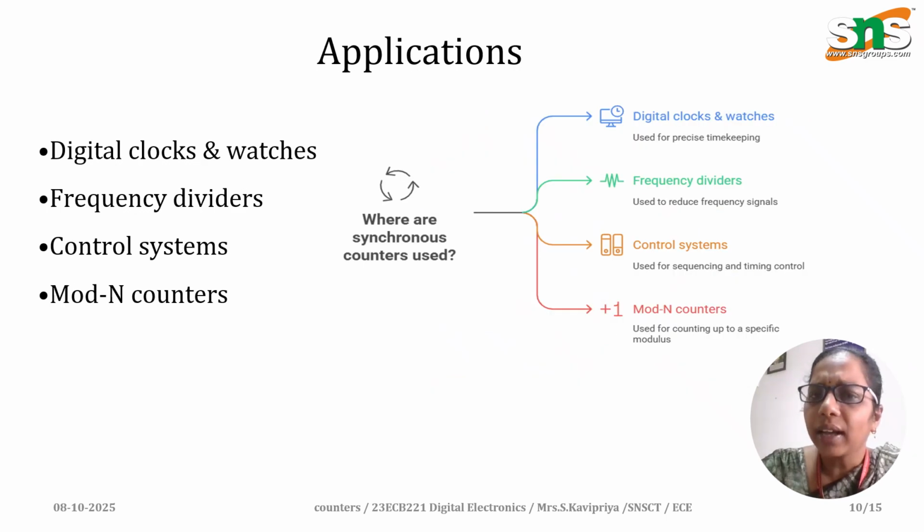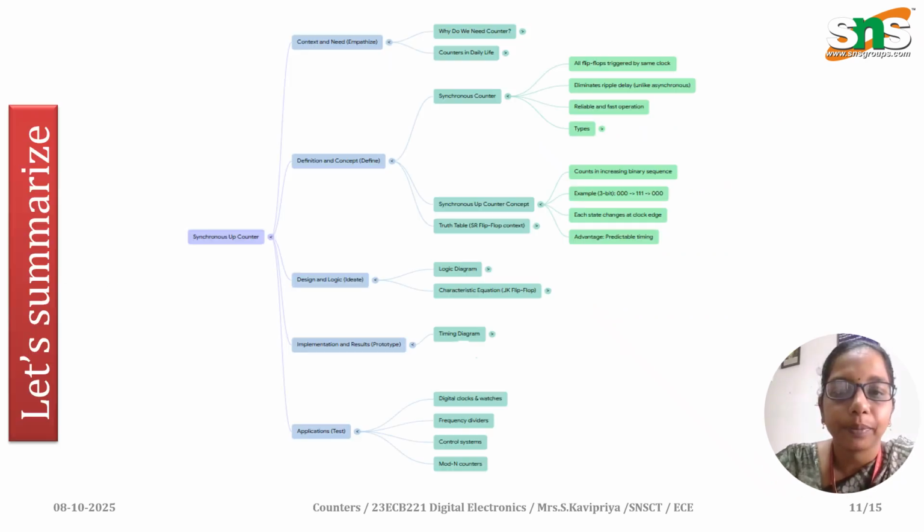Finally, the applications of counters: they are used in digital clocks and watches, in frequency dividers to reduce the frequency of signals, in control systems for controlling binary signals, and in modern counters. They are used for counting up to n states.